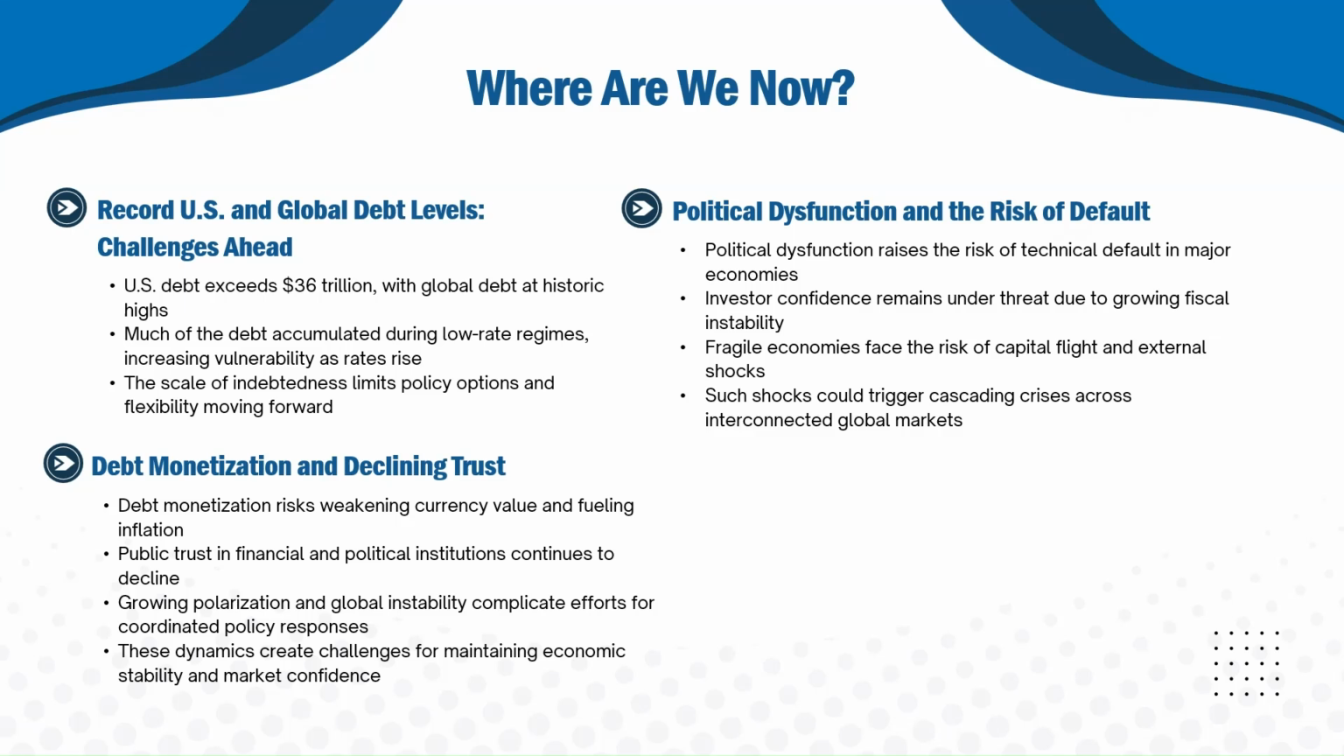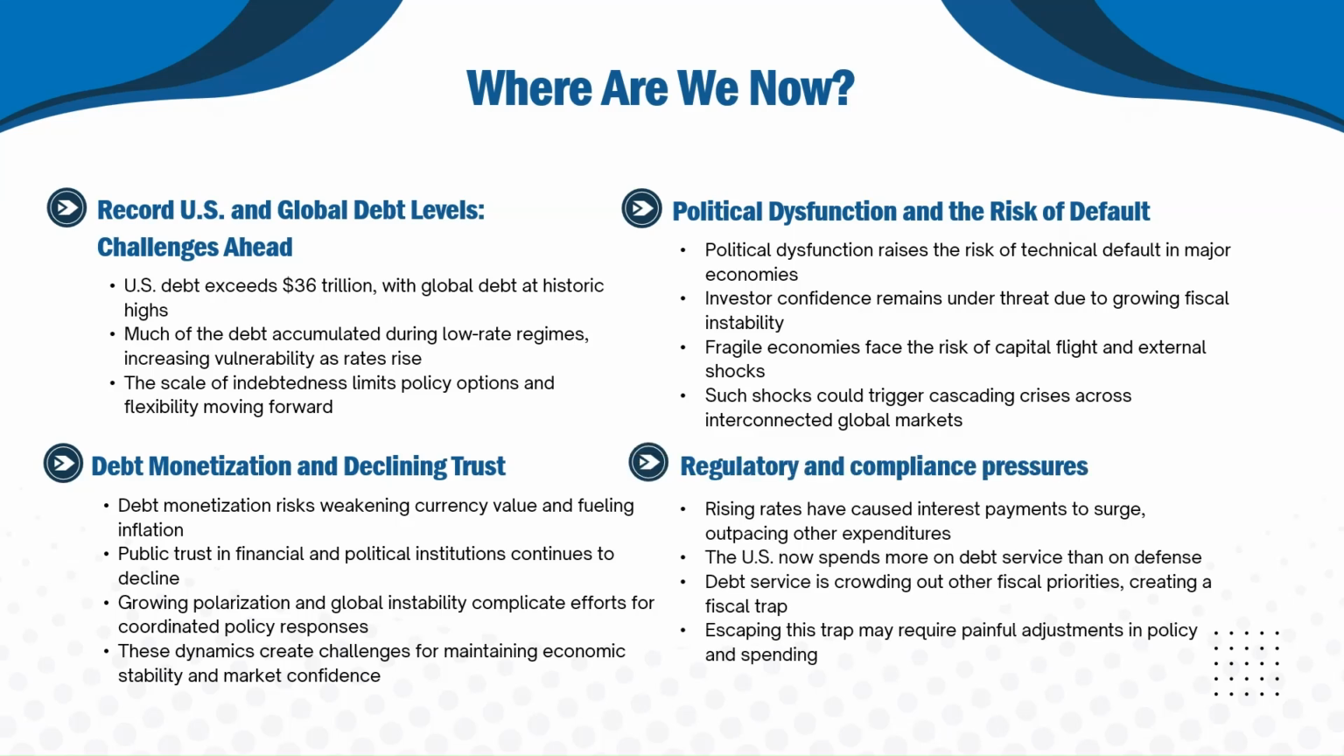Rising polarization and global instability makes coordinated responses harder to achieve, even as the need for them become more urgent. Adding to this pressure, interest payments on US debt have now surpassed defense spending. And this creates a fiscal trap where debt servicing crowds out other national priorities. Now, escaping this trap won't be easy. It may require difficult choices, painful cuts, and drastic policy changes, all in an environment that's becoming more volatile by the day.